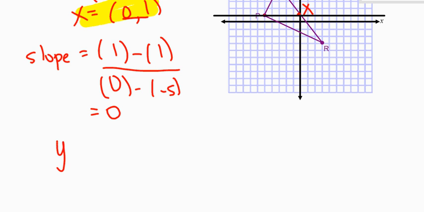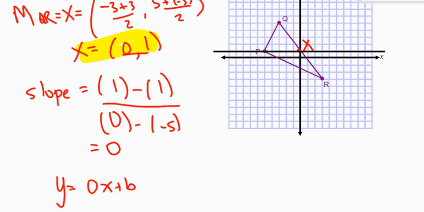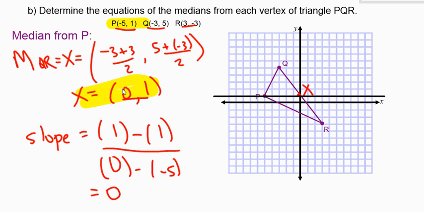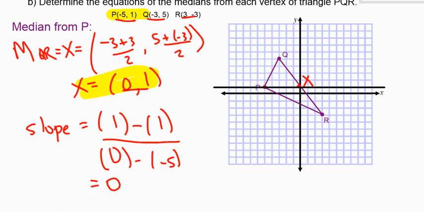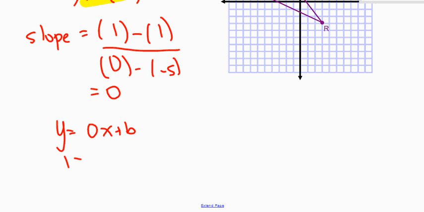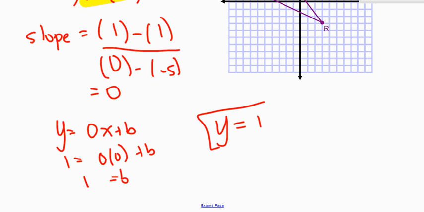So my equation is y equals 0x plus b. So if I take either of the points that I know, so again, I can either take point P or point X. I'll take point X. So 1 equals 0 times 0 plus b, so b equals 1, which means the equation of this median line is y equals 1. If I wanted it in standard form, I could say y minus 1 equals 0, but I think this is okay.